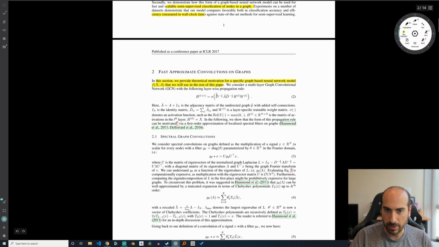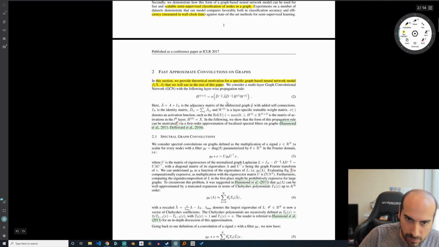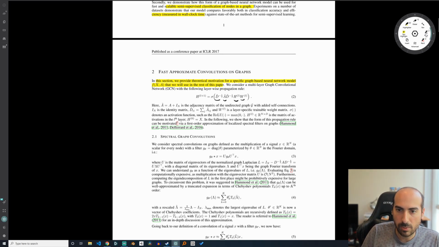Okay, let's see, what are we missing here? We have the degree matrix, we have the adjacency matrix. We don't know what W is and we don't know what H is. So let's see if they explain. A is the adjacency matrix with added self connections, and IN is the identity matrix.